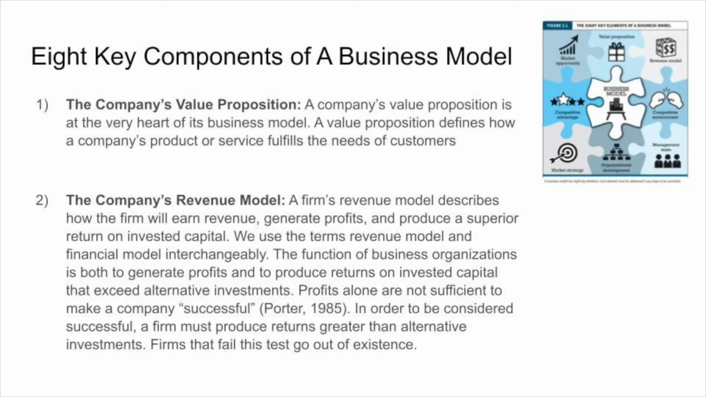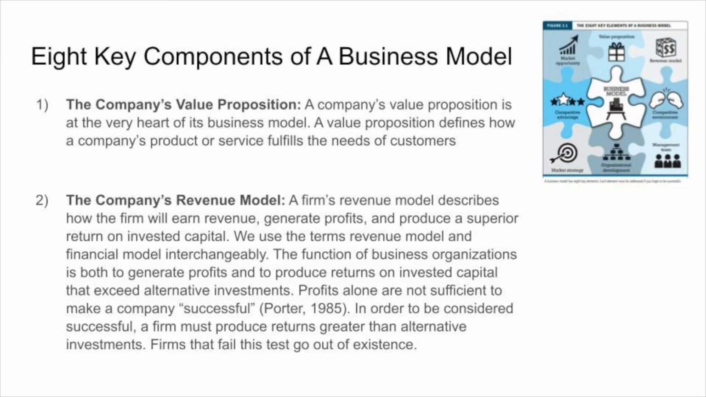Next, let's take a look at the key components of the business model, and we've identified 8 key components here. First of all, there's the company's value proposition, and ultimately, a company's value proposition explains what a company does in order to fulfill customers' needs and make money doing it.